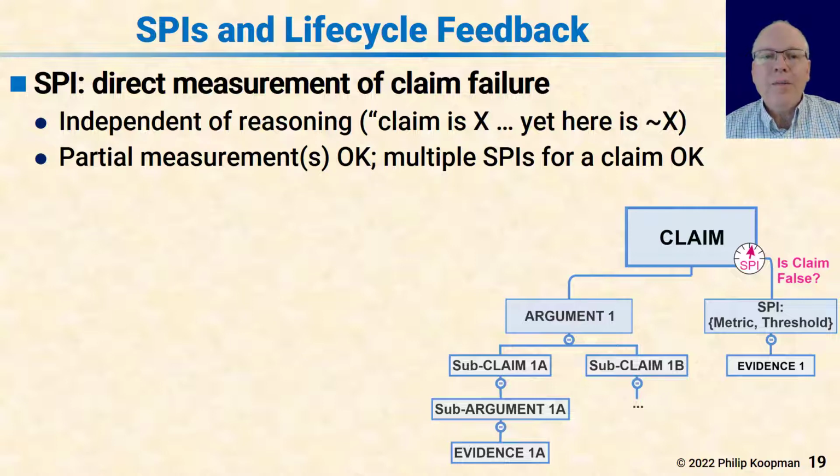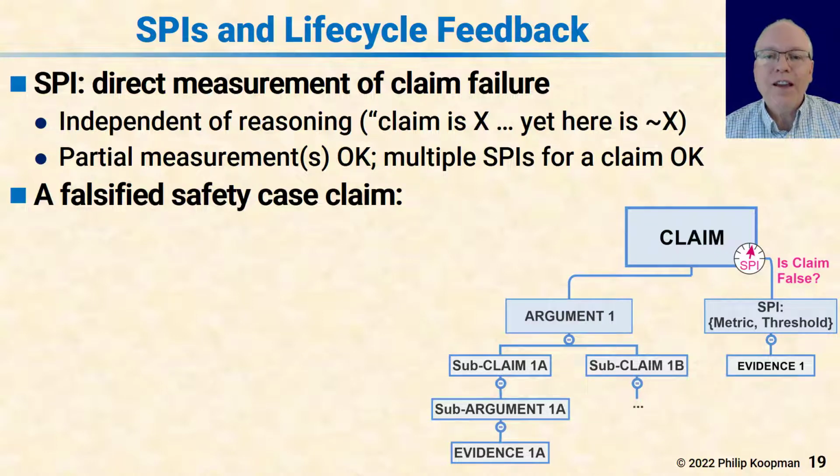It's important to note that partial measurements are okay. An SPI need not determine every single possible way the claim can be false. It just needs to know at least one way the claim can be false. Because an SPI might be only a partial measurement of the claim, there are multiple SPIs for some claims. If there are 3 different ways that you can think of that the claim could be false and you can measure all 3, that's great. If there's a 4th way, well, that's a lost opportunity, but that still means there's some sort of value in measuring the 3 ways you can figure out how to measure.